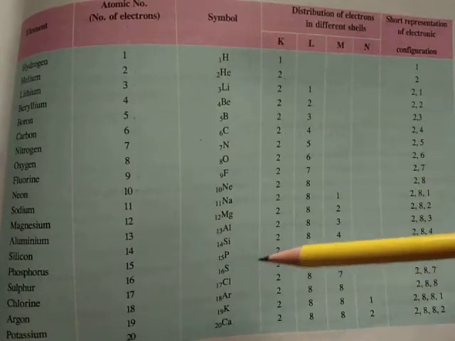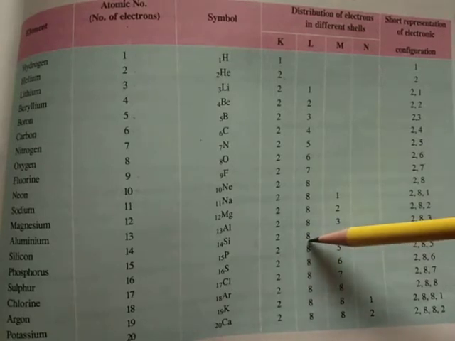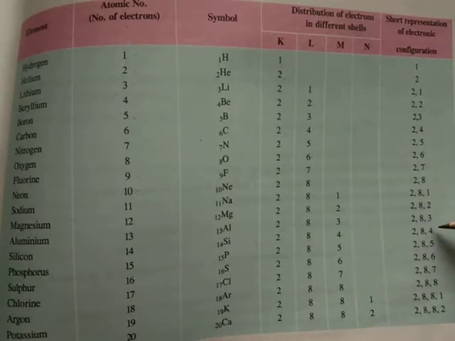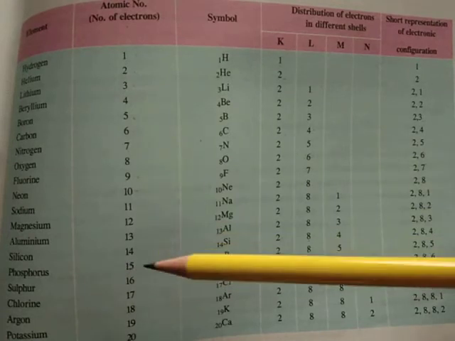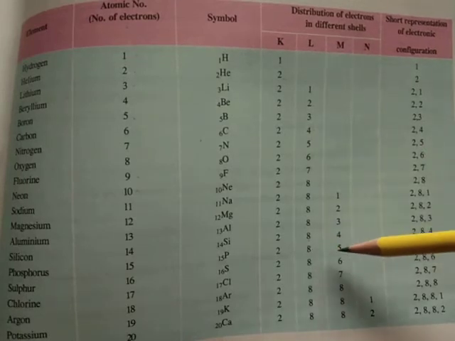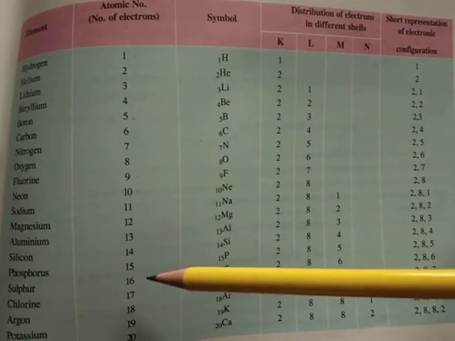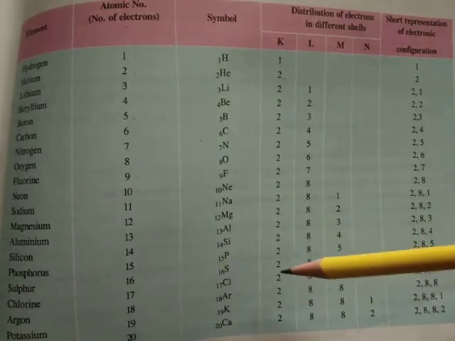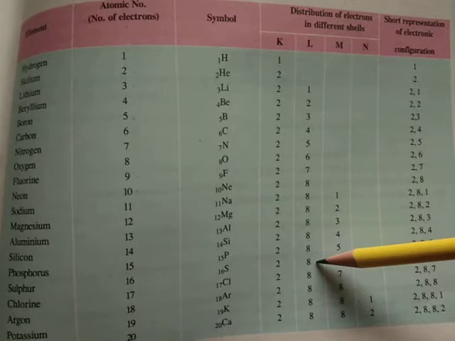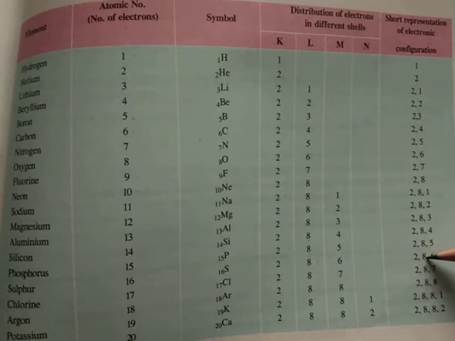Silicon 14, here in K shell 2 electrons are present and L shell 8 electrons are present and M shell 4 electrons are present, 2, 8 and 4. In phosphorus atom, here 2 electrons are present in K shell, L shell 8 electrons are present, M shell 5 electrons are present, 2, 8, 5. In sulfur atom, atomic number is 16, here 2 electrons in K shell, 8 electrons in L shell and 6 electrons in M shell. So its configuration is 2, 8 and 6.